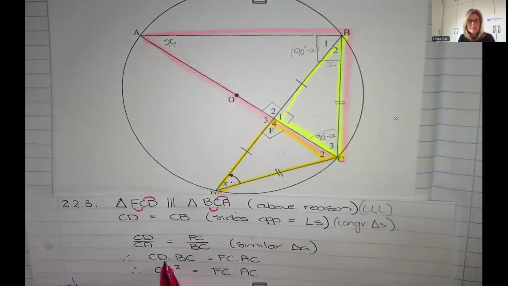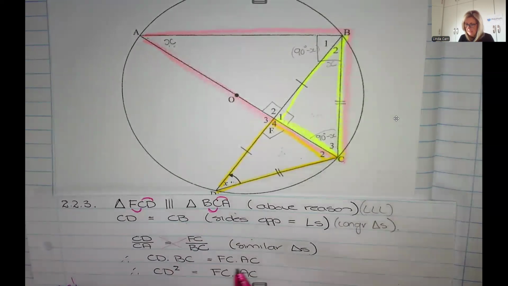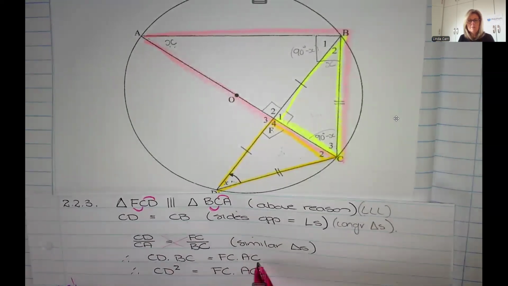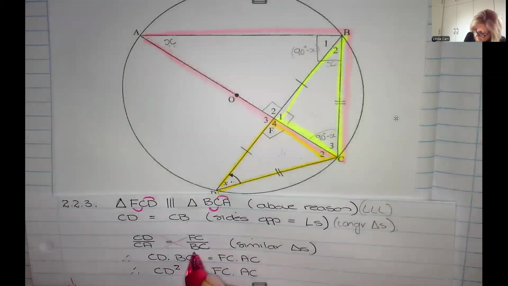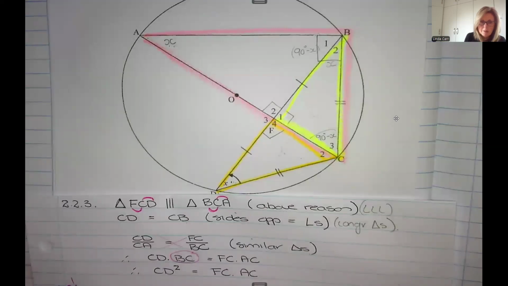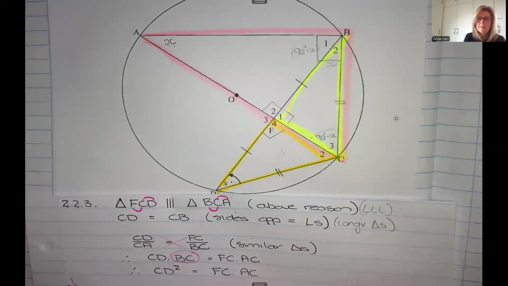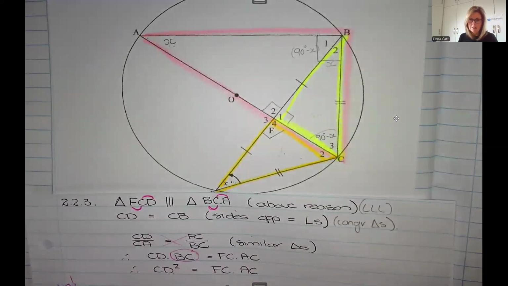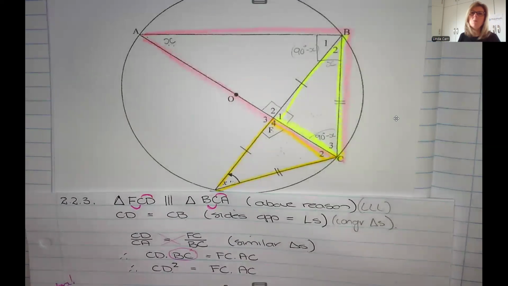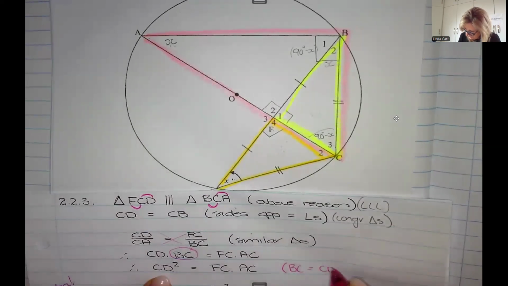Therefore, CD times BC, cross multiplication, is equal to FC times AC. But because BC is equal to CD, which we've already proved, we can say CD squared is equal to FC times AC. Okay, so a little bit more higher level, but not really too terrible. If it really worries you, you can write here BC equals CD.